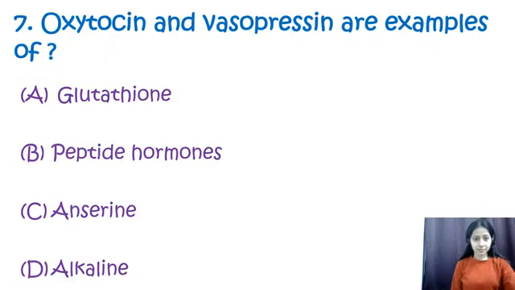Question number 7. Oxytocin and vasopressin are examples of: option A glutathione, option B peptide hormones, option C anserine, and option D alkaline. The correct answer is option B, that is peptide hormones. Oxytocin and vasopressin are also often referred to as neurohypophysial hormones.